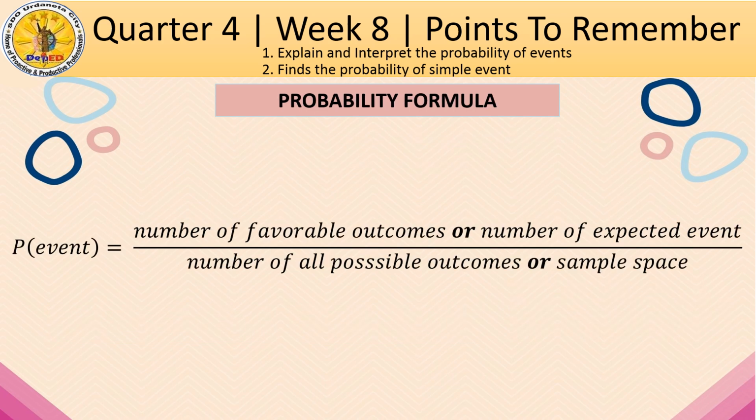To find the probability of simple event, let's have this formula. The probability of an event is equal to the number of favorable outcomes, or the number of expected event, over number of all possible outcomes, or as simple as the sample space. So take note of this formula.